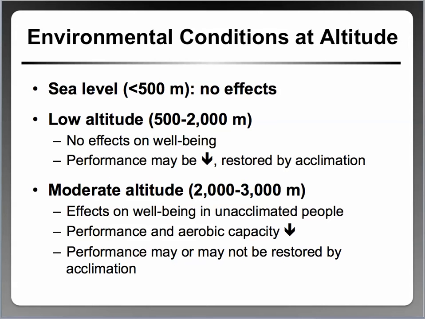We've got this slide and the next couple of slides that discuss environmental conditions in terms of altitude. At sea level, and for us that's anywhere from 0 to less than 1,640 feet, we're going to say that there are no effects on performance. We've got low altitude, which, translating this into American terms, is 1,640 feet, and the upper end of the range is 6,560 feet.